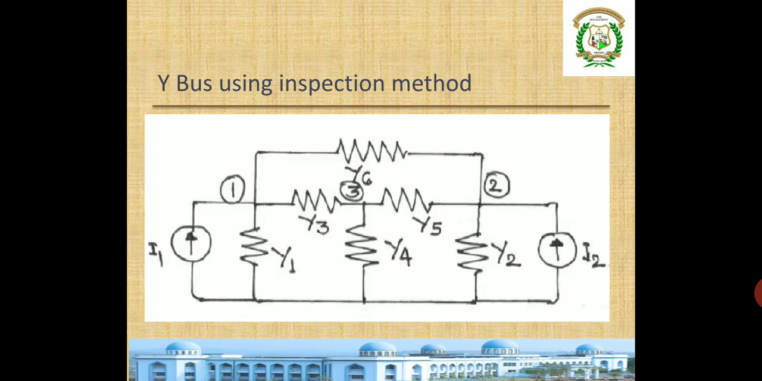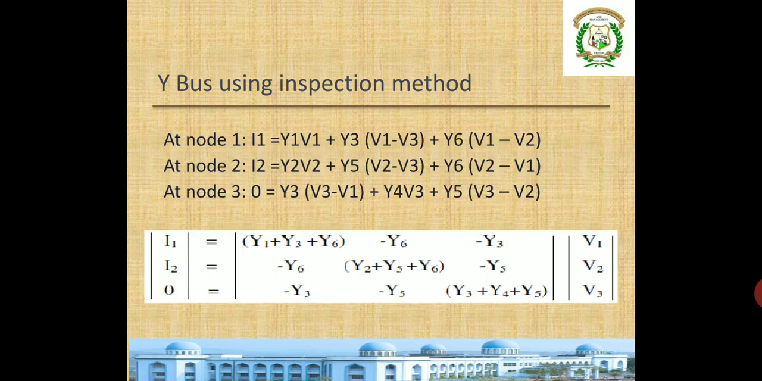Same thing you see in the second node. Which are the elements connected here? y6 is connected, y5 is connected, y2 is connected. So y22 is nothing but sum of these three, y2 plus y5 plus y6. See, second one. Is it same as third one? Three elements are connected to node 3. Sum of those three admittances are nothing but y33.